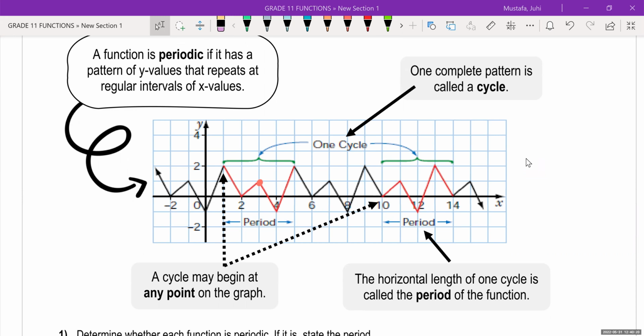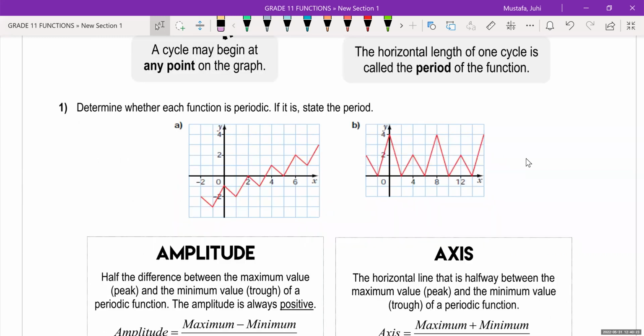Okay, so let's try question number one. It says, determine whether each function is periodic. If it is, state the period. So we begin with graph A. What do you guys think? Is this a periodic function? Does it have the same pattern repeating for a certain value of x's? It seems that it does, but look, here is the starting point, and let's say this is the ending. The next starting point is actually not in the same position as the previous one. For something to be periodic, it has to have the same horizontal position at beginning and end. So we're going to say this is actually not a periodic function because it doesn't have the same pattern of y values that repeats at regular x values.